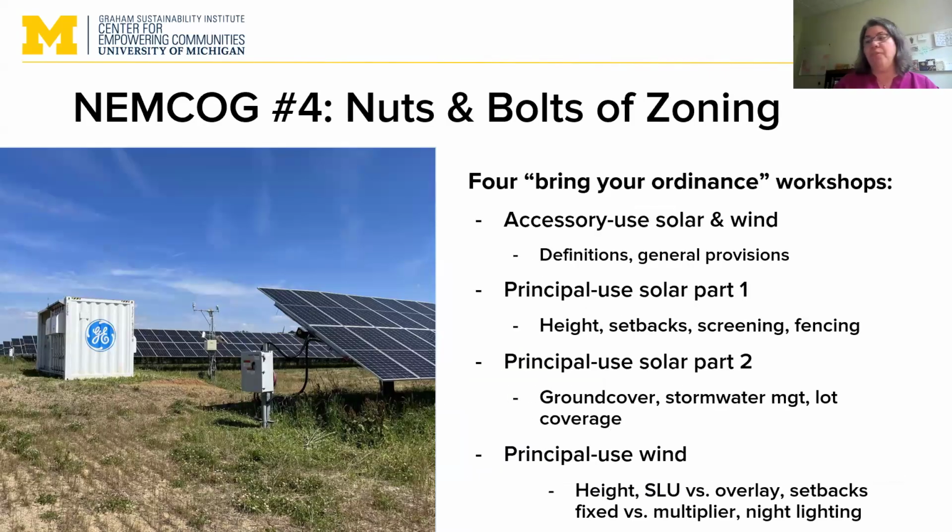The final and fourth part of the NEMCOG series was really the nuts and bolts of zoning. These were all done via online workshops, 2 hours apiece, to bring your own zoning ordinance and effectively workshop what you were thinking about for accessory use solar and wind, definitions, general provisions. But particularly for utility scale, we broke it down. So for solar, we talked about height, setback, screening, fencing, and how they may work in combination or at cross purposes. We did another one that covered ground cover and stormwater management, lot coverage.